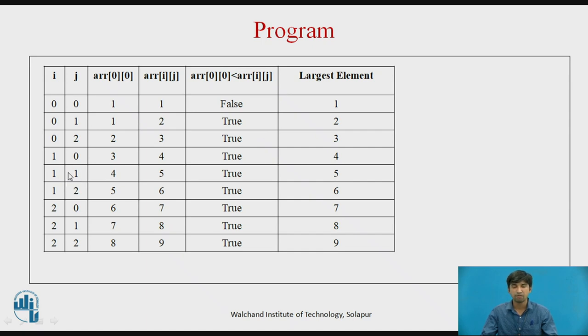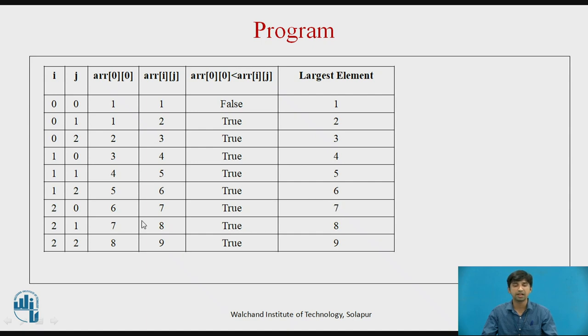It means second row, second column element, that is 5. The last largest element was 4. 4 is less than 5, yes it is true, so 5 will be displayed. Now again j will be incremented, so it will be 2. So it means second row, third column element, it will have value 6. The last r of 0 0 was having a value 5. So 5 is less than 6, yes it is true, so it will display the 6 value.